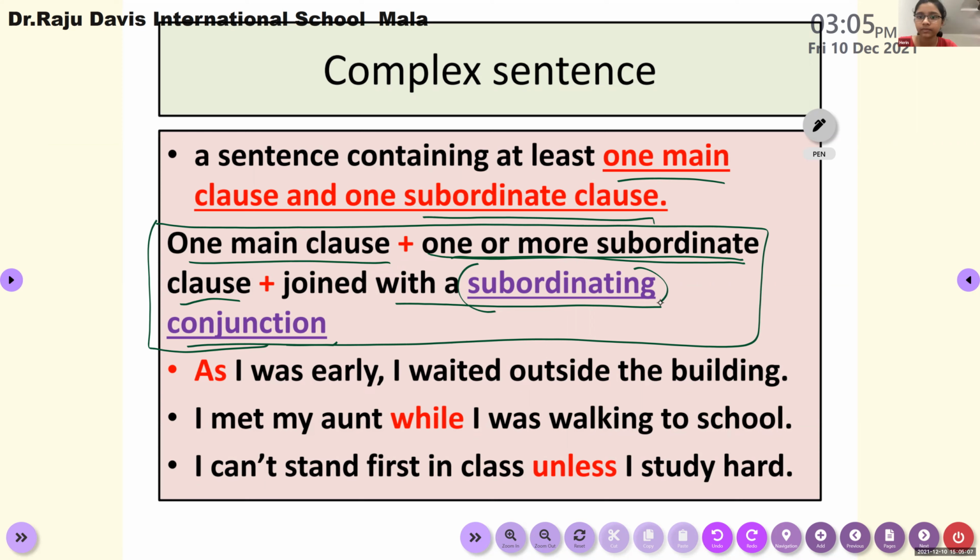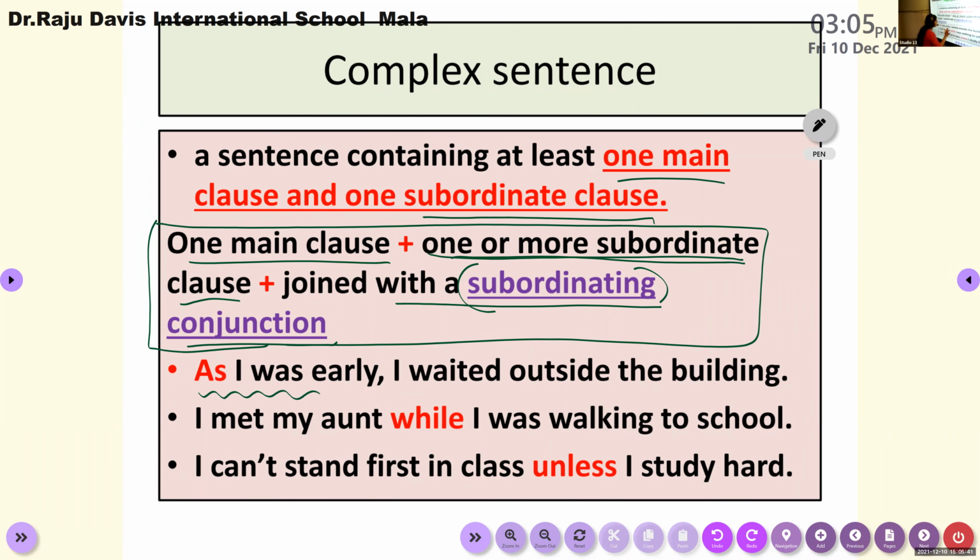Yes, ma'am. Okay, now look at the example written here. These are a few examples of a complex sentence. Let us see. As I was early, I waited outside the building. I repeat, as I was early, I waited outside the building. I said this is an example of a complex sentence. Now you identify the subclause from here. Which part of the sentence is called a subclause here? As I was early. Excellent.